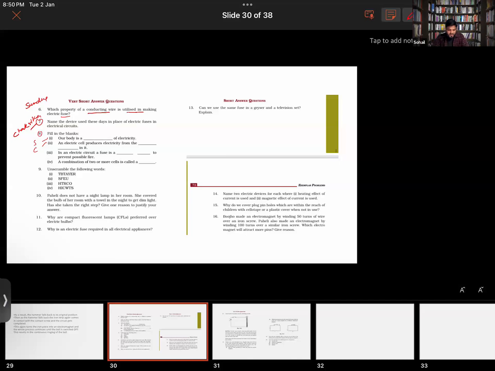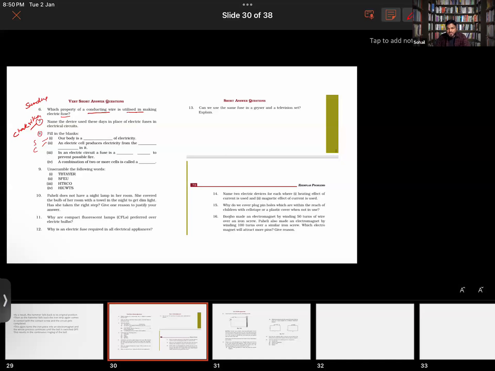Which property of a conducting wire is utilized in making an electric fuse? The simplest thing is that while we are making an electric fuse... Is it that the thinner the wire, the greater amount of heat will be passing through the fuse? That is also a factor. The main factor which we take care of here is that the wire should have a low melting point.